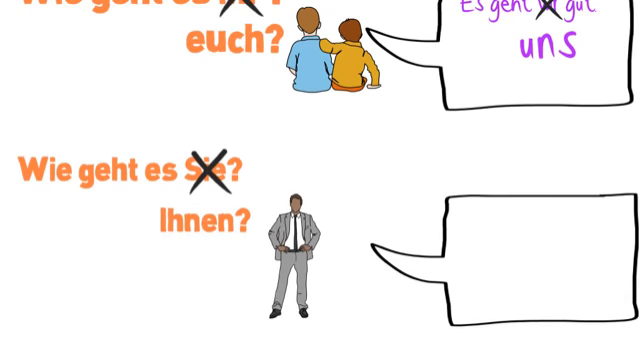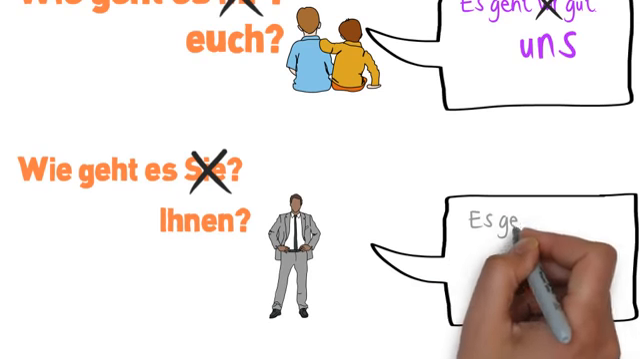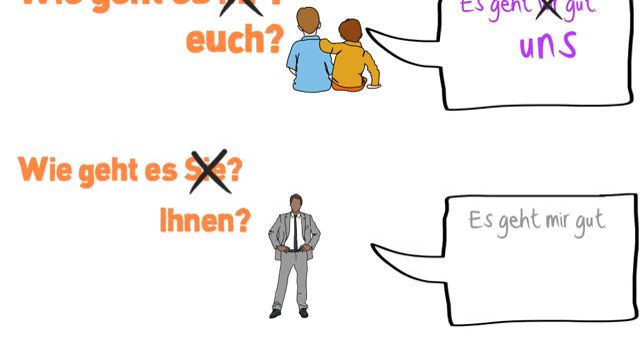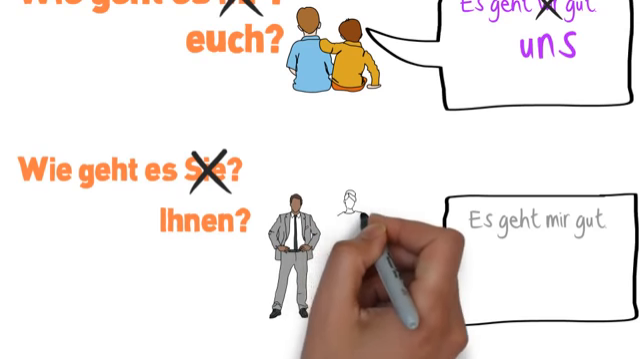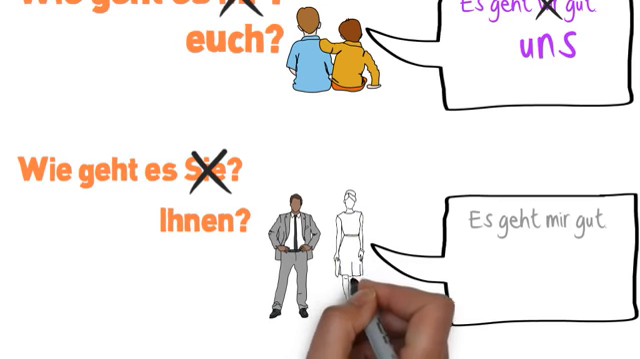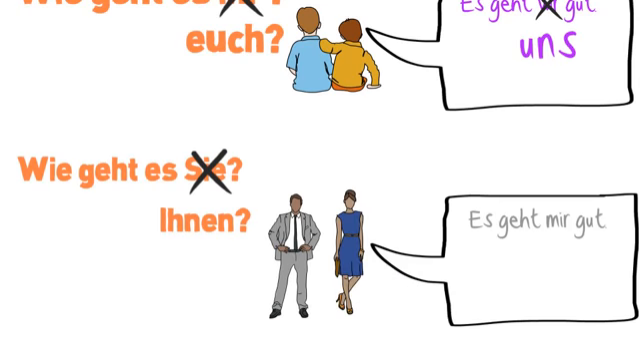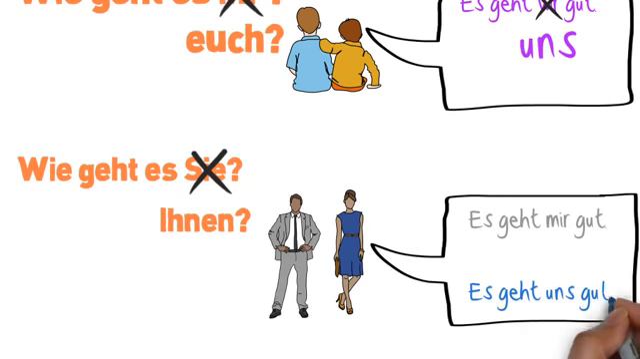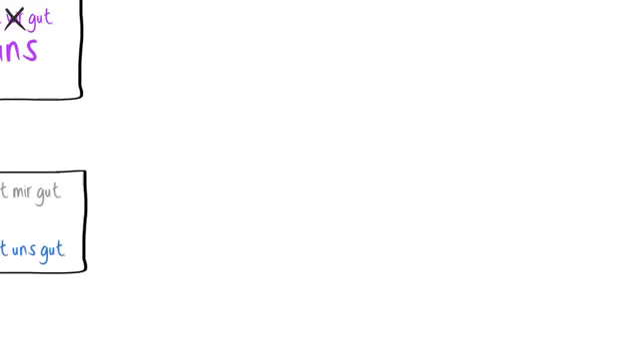That adult could then answer something like, es geht mir gut. It's going well for me. But if there were two adults, instead of saying es geht mir gut, now they would say something more along the lines of es geht uns gut. It's going well for us. But your question wouldn't change. Formal is formal no matter how many people you're addressing formally.